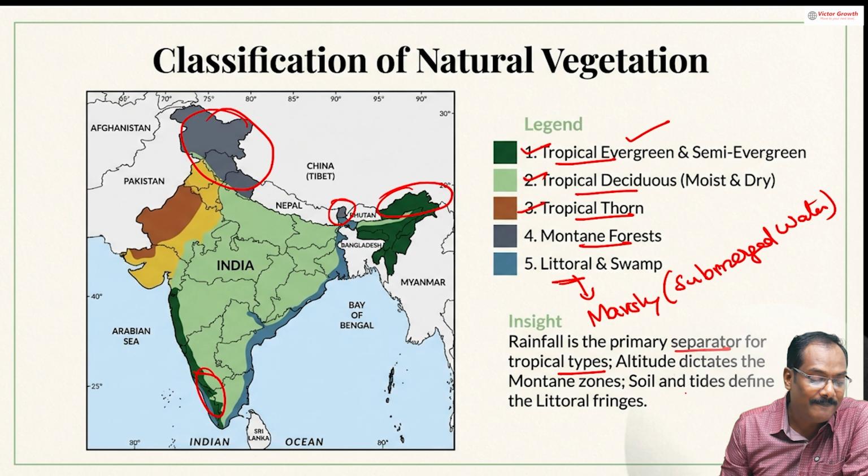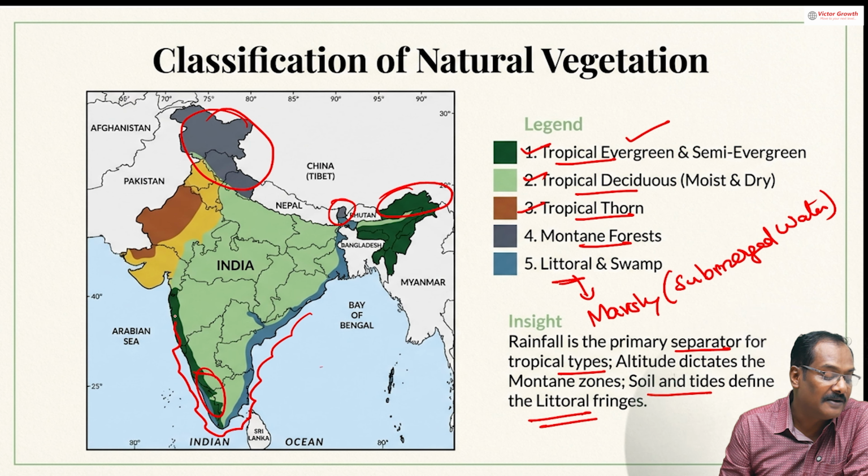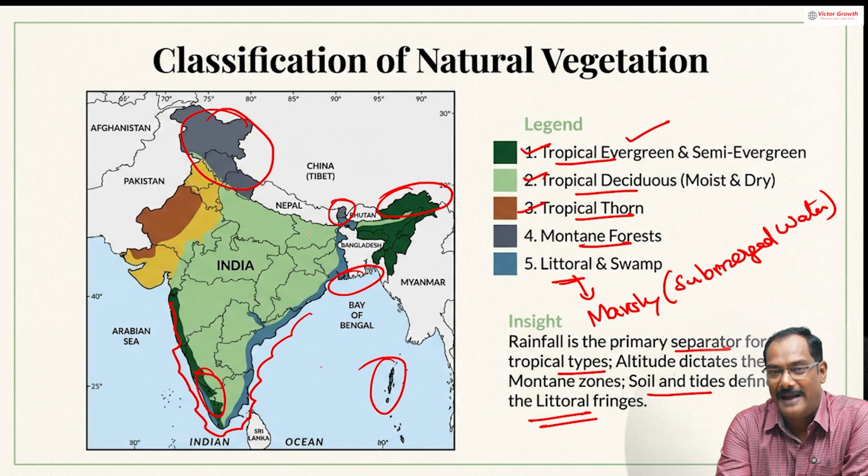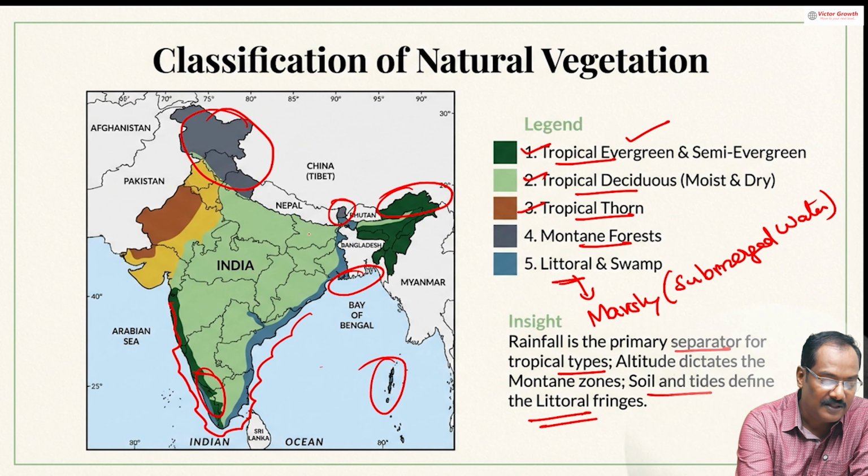I'm bringing a PPT. Soil and tide define the littoral forest. That means the coastal areas, Pichavaram, Andaman Nicobar, the Sundarbans; all these are mangrove forests that depend on the tides.